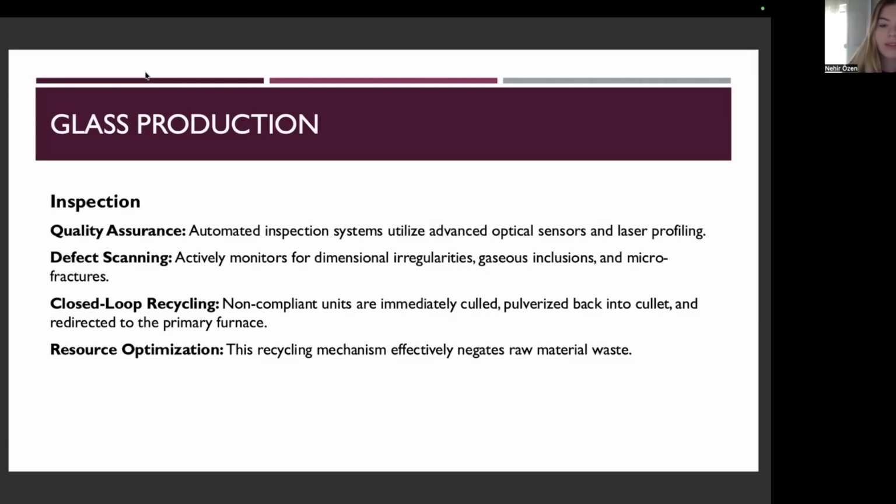Finally, for quality assurance, an automatic inspection system utilizes advanced optical sensors and laser profiling. Defect scanning actively monitors for dimensional irregularities, gaseous inclusions, and microfractures. Through closed-loop recycling, non-compliant units are immediately collected, pulverized into cullet, and redirected to the primary furnace. This recycling mechanism provides excellent resource optimization by effectively negating all raw material waste.